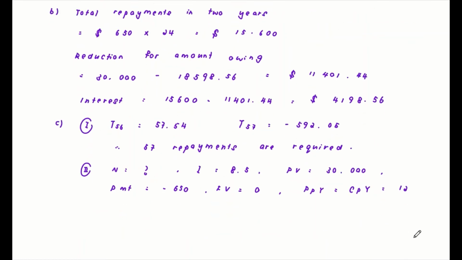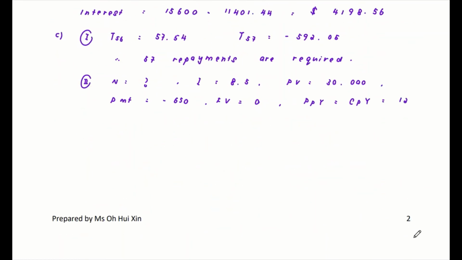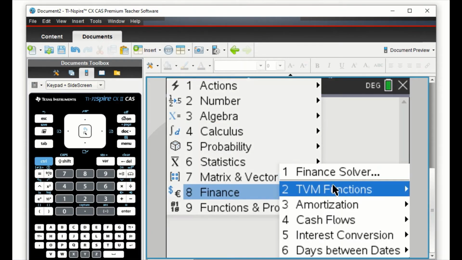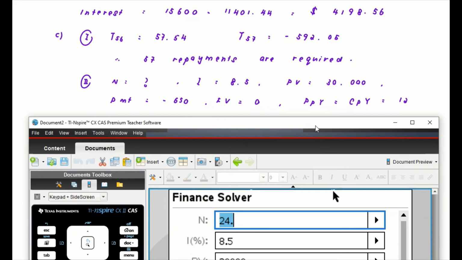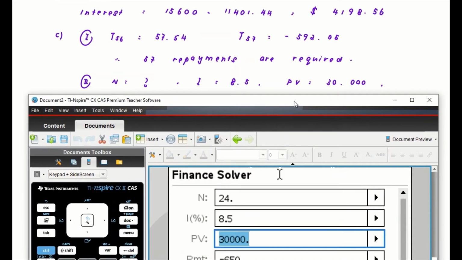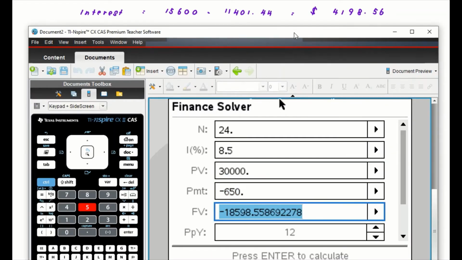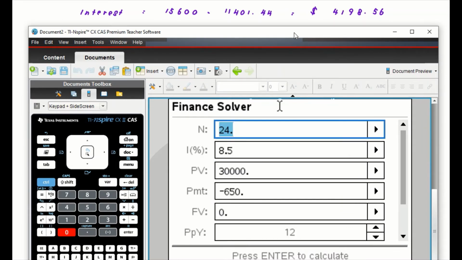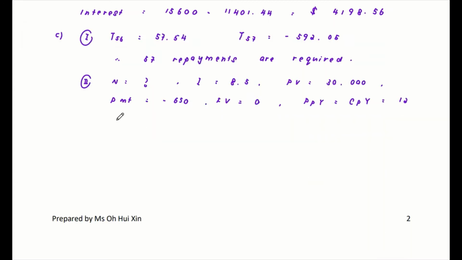Alright, so as we move on, then we can try to key in all these values into our calculator and see what we can get. Alright, so menu, finance solver. So same thing, let's try to key in all the values. So I here is 8.5. Moving forward, PV here, 30,000. I think the rest is the same, just that FV, we are changing it to 0. So just tap, then after that, go to your N, then after that, you press enter. So you'll be able to get this value. So you can see that the value here is given as 56.088866.